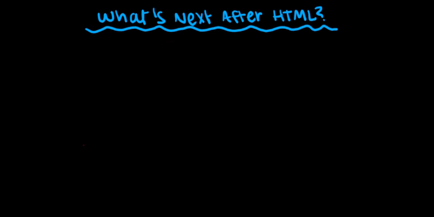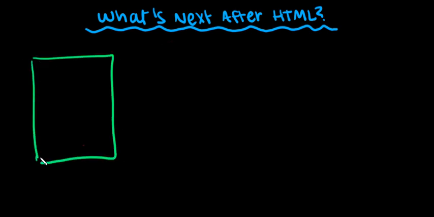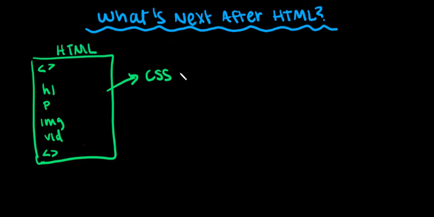So in this video, I'm going to be talking about what's after HTML, CSS, and JavaScript. If you go on a web page, or at least the ones you've probably coded so far, you've used HTML, the classic H1s, Ps, image, video, and then you also have some CSS and JavaScript to help out with that.